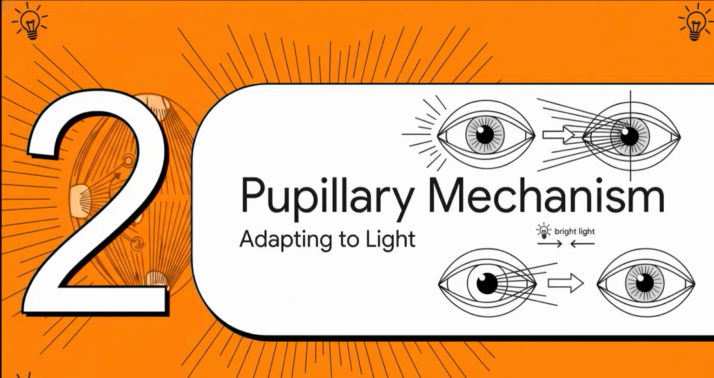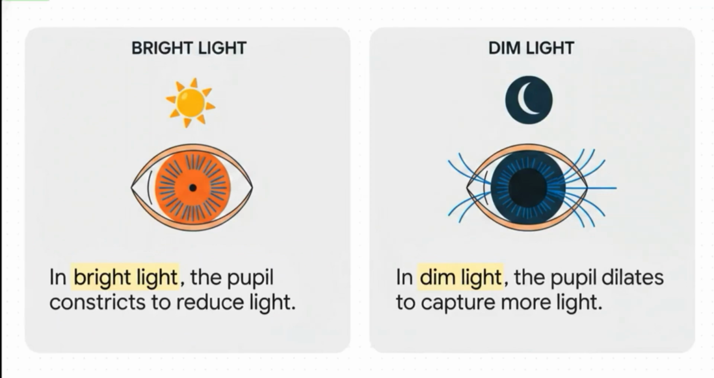All right, Section 2, the pupillary mechanism adapting to light intensity. So with the anatomy mapped out, let's look at our first active biological response. The pupillary mechanism is a direct antagonistic reflex action. Its whole job is to protect the sensitive retina from getting blasted with too much light.